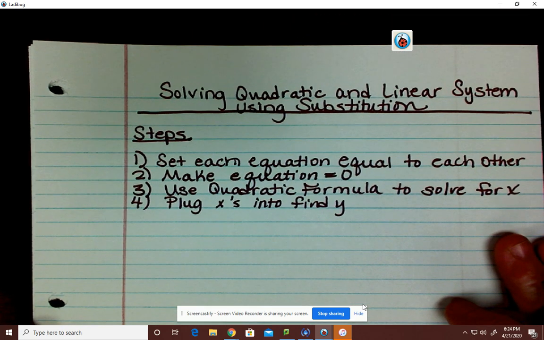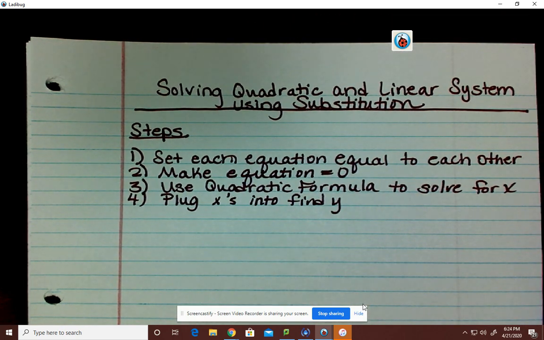All right, good morning. What we're going to be looking at today is solving quadratic and linear systems using substitution. We did it with two lines, with graphing and using substitution. Now we're looking at a parabola and a line using graphing, which is what we did Monday, and now with substitution.